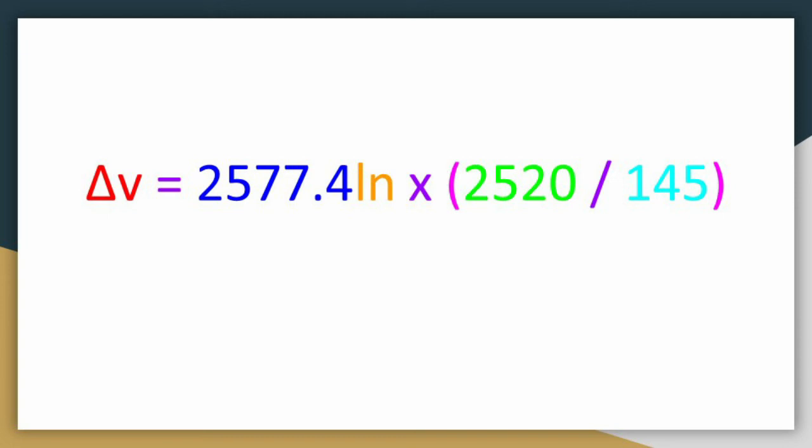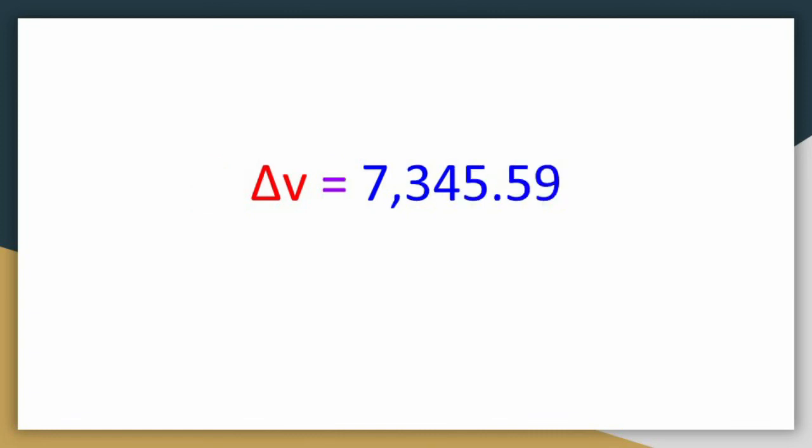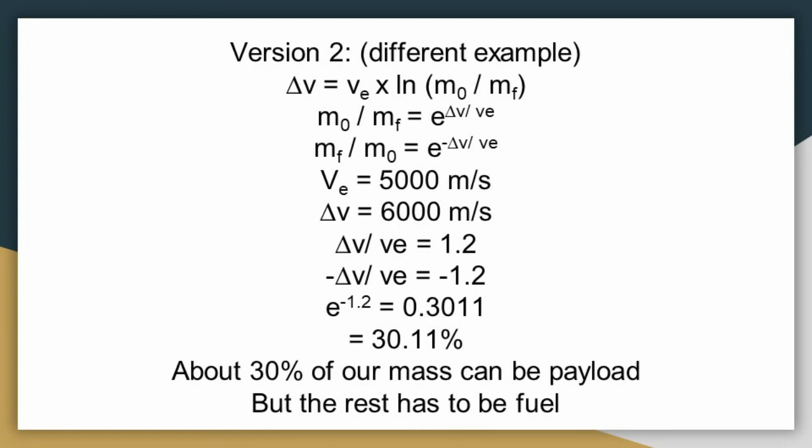Let's recollect. With substitutions, we get delta V equals 2577.4 times the natural log of the quotient of 2520 divided by 145. The quotient we get is 17.37, and the natural log of 17.37 is 2.85. And by multiplying those, we get a change in velocity of 7,345.59 meters per second.